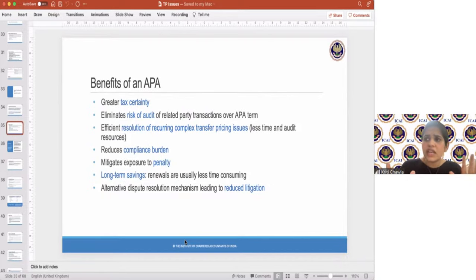APA is more like an agreement wherein the tax authorities and the taxpayers come together, and they decide that if the taxpayer undertakes this particular transaction, or if the taxpayer has undertaken this particular transaction, then this is the transfer price, or this is the margin that will be acceptable to both the tax authorities and the taxpayers. So that is basically an APA. It's more like an agreement between the taxpayer and the tax authorities.